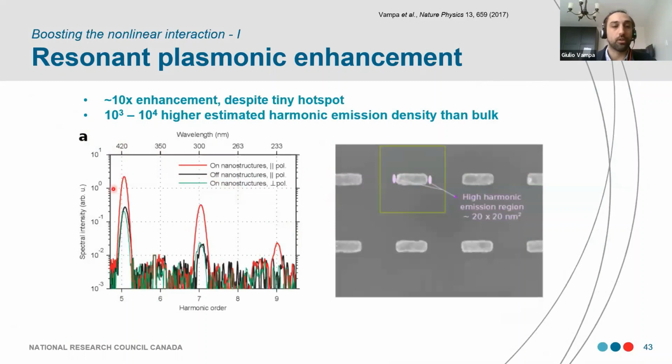What we have seen is that when you illuminate the antennas with the right polarization, you get this 10-fold enhancement of the flux. So clearly they work, and we estimated the harmonic emission region to be as small as 20 by 20 square nanometer, which is really tiny. And there is work currently being done in my group to build upon these results.